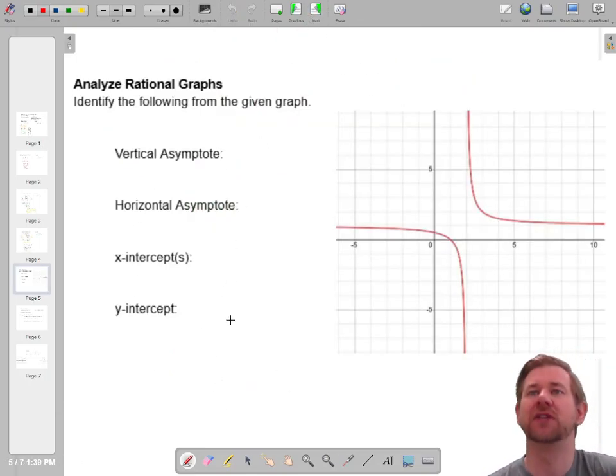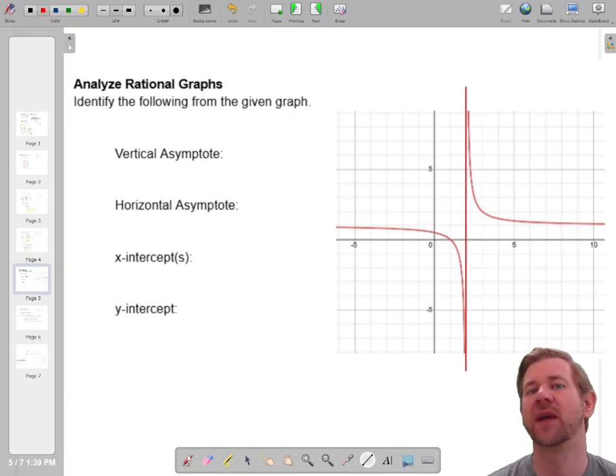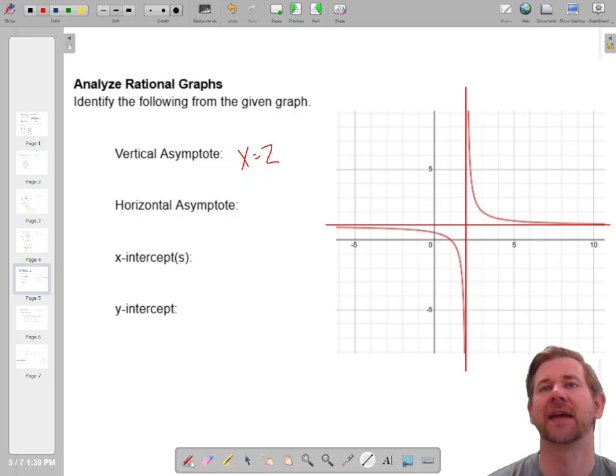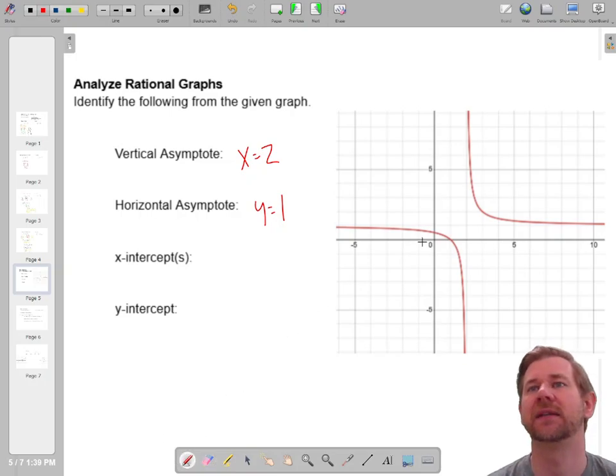So one thing I might ask you to do is if I give you a graph, can you just tell me what I'm talking about? Like vertical asymptote is right there. The equation of that line, it's at 2, so we say x equals 2. And horizontal asymptote's right there. That's y equals 1. You can see the x-intercept is right here. That's at 1, 0.